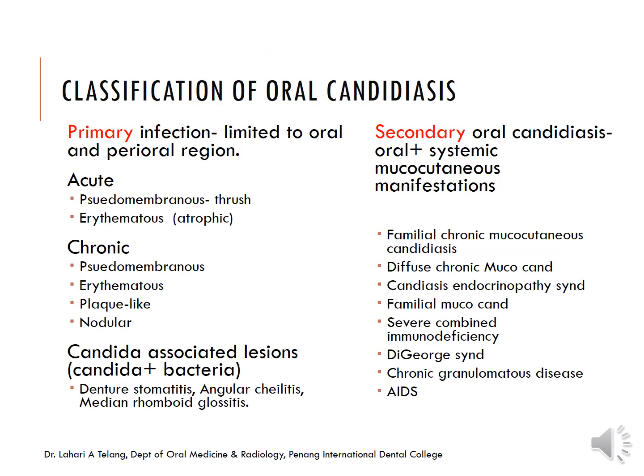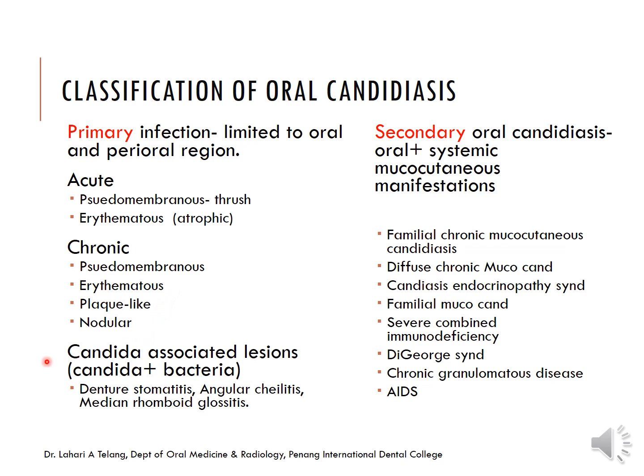So classification of oral candidiasis, you are already familiar with this, is either a primary lesion or a secondary lesion. The primary one is limited to the oral and perioral regions, whereas the secondary one is associated with systemic manifestations as well. So the primary ones are the ones we'll be concentrating on more. It could be either acute or chronic oral candidiasis. Now the acute ones could be pseudomembranous or erythematous, also called atrophic, and chronic could be in the form of pseudomembranous, erythematous again, plaque-like or nodular.